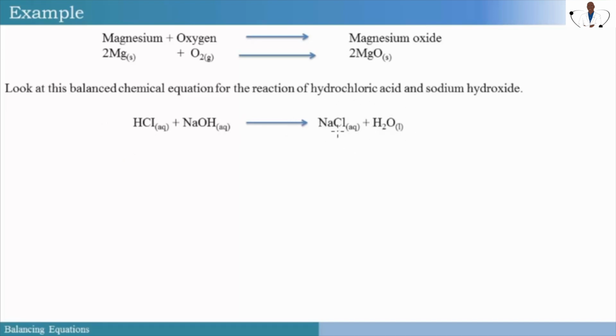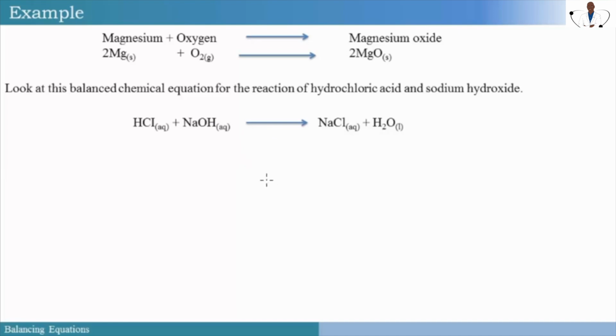Let's check to see if our equation is balanced. 1 sodium on the right, 1 sodium on the left. 1 Cl on the right, 1 Cl on the left. 2 hydrogen on the right, 1 here and another one here, so we have 2 on the left. And 1 oxygen on the right, 1 oxygen on the left. So this is a balanced equation.